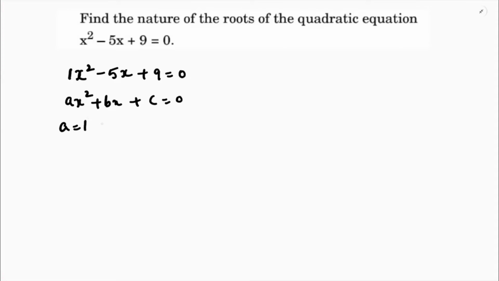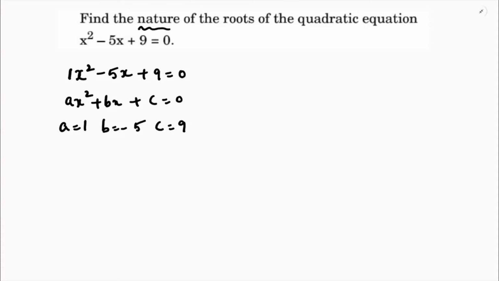Find the nature of roots of the quadratic equation x square minus 5x plus 9 equals 0. If you compare with the standard one, ax square plus bx plus c equals 0, a equals 1, b equals minus 5, c equals 9. Now they are asking nature of the roots.